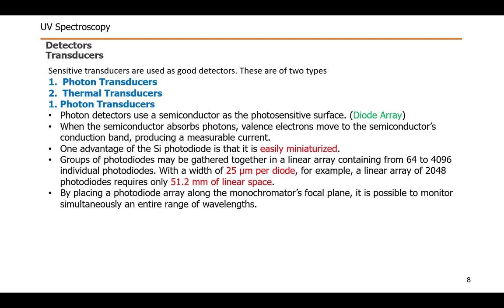So this arrangement of diodes is used as a photon transducer and as a photodetector in UV visible spectrophotometers. By placing a photodiode array along the monochromator's focal length, it is possible to monitor simultaneously an entire range of wavelengths, not one by one, but the entire range of wavelengths at a time can be monitored at the photodiode arrays.